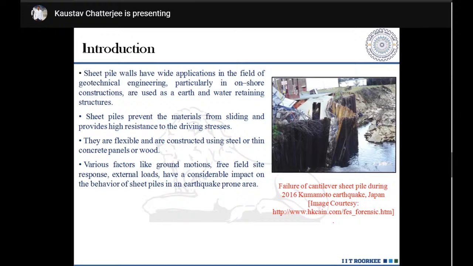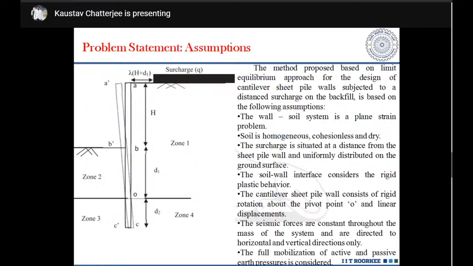Similarly, like a pile foundation, in case you are working in an earthquake prone area, it is affected by the input ground motion, the site response, and external loading, which have a considerable impact on the behavior of the sheet pile in an earthquake prone area. Now I come to the problem statement that I have considered in this present study and what are the different assumptions. Remember, any geotechnical engineering problem that we solve, not only geotechnical engineering, any problem in civil engineering solved, is based on certain assumptions.